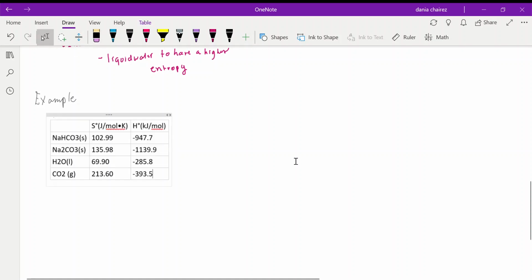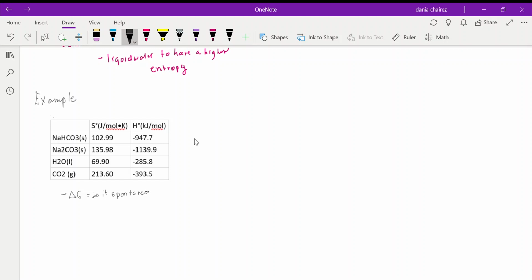So I have this chart just because it makes my life easier and I didn't want to write. So then what we're going to find is the delta G and if our reaction is spontaneous. So is it spontaneous? So I'm going to rewrite our formula, which is delta G is equal to delta H minus T delta S.